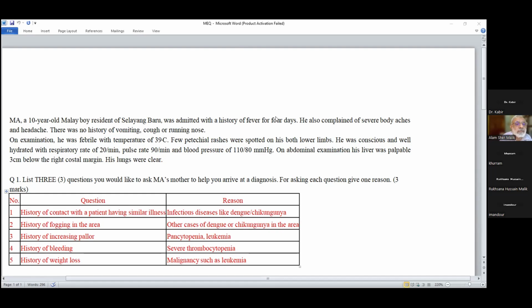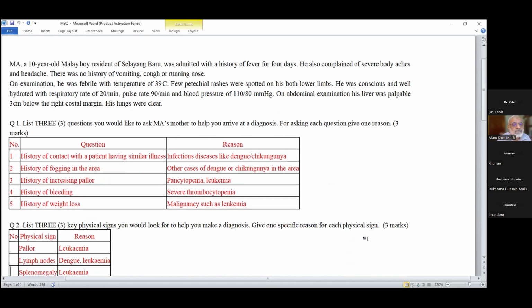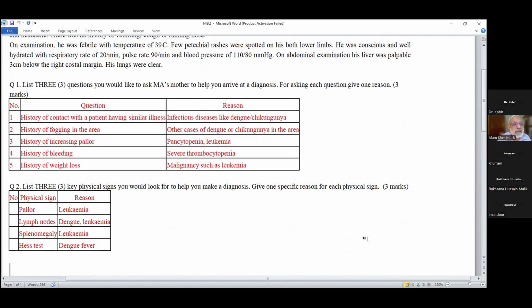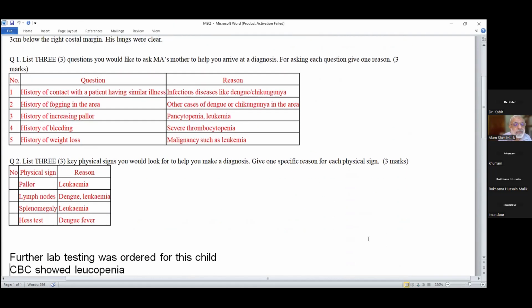This is part 1 which I have sent. And there are 2 small questions at the end that started with the lab investigations with some clues. Can you go on to part 2, the one which you have prepared? Yes, you can scroll down. You can scroll more down.